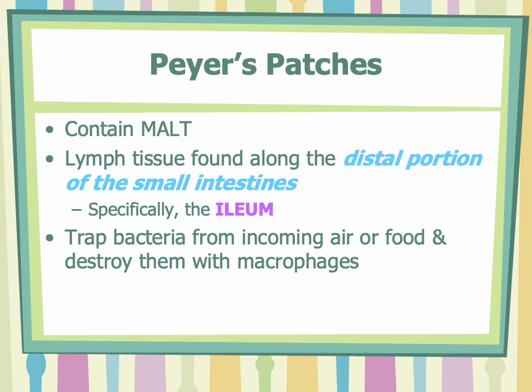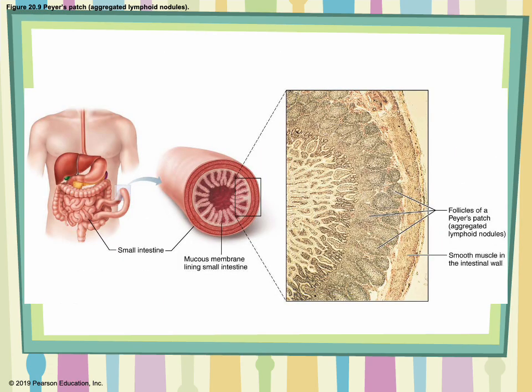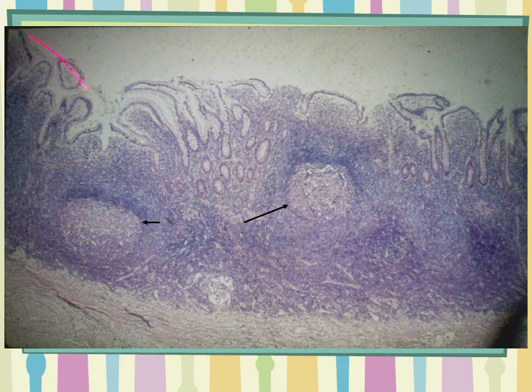Now we have the Peyer's patches. Peyer's patches are located specifically in the ileum, the distal portion of the small intestine. They trap bacteria from incoming air or food and destroy them with macrophages, okay? You can see them here. They are all located here, and you can tell them apart because this is a telltale structure of the ileum. You can see them here as well. As you can see, they're not encapsulated. They are embedded in the structure where they are located, in this case, the ileum. You see it here.